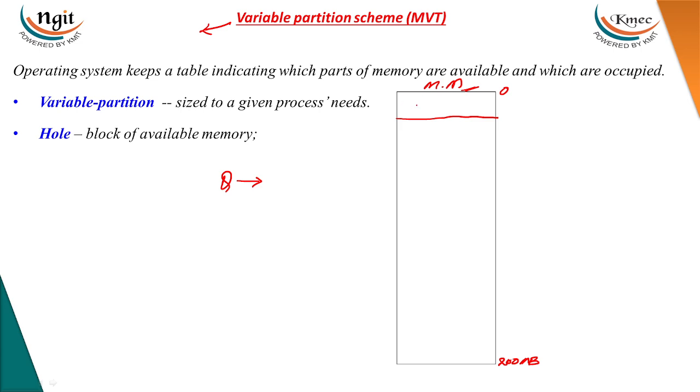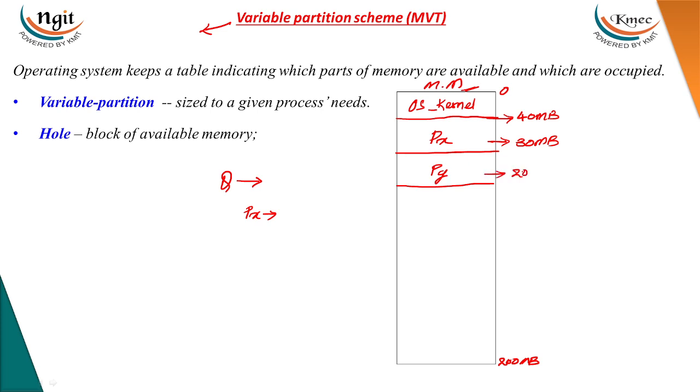Assume that the first process that comes to main memory is the OS kernel, of size 40 MB. Out of 200, 40 MB is given to the OS kernel. Then one more process comes, PX, with 30 MB of memory. Then another process comes, called PY, taking 20 MB only.